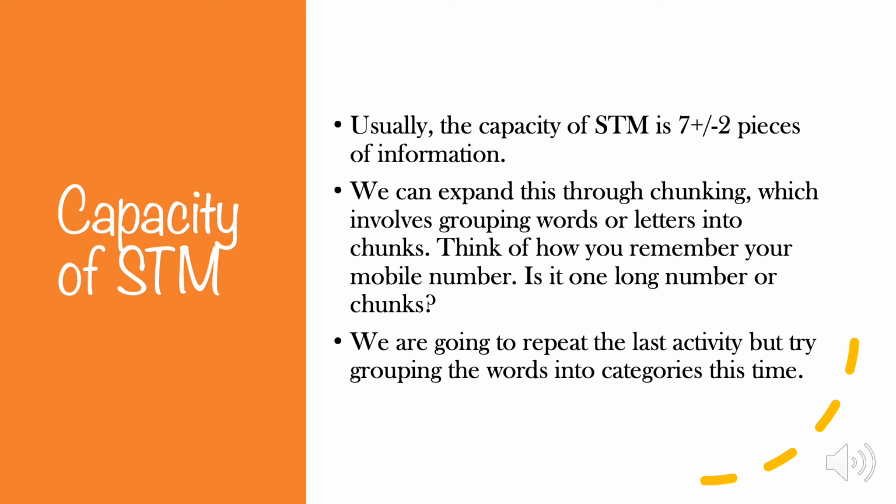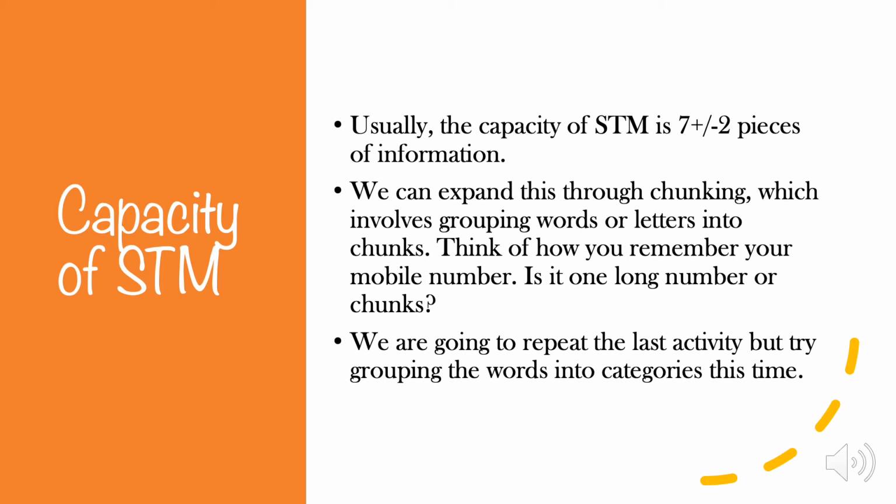So hopefully your results showed that the capacity of your short-term memory was 7 plus or minus 2 pieces of information. What this means is that the average amount of words or things that people remember is 7, but this can vary by 2. So usually the minimum they'll remember is 5 and the maximum they'll remember is 9. We can expand this capacity through chunking, which involves grouping words or letters into chunks. So think of how you remember your phone number. Is it one long number or chunks? When I think of mine, I think of it as the first 4 numbers, then the 2 middle numbers, and then the last 4 numbers. So it's in 3 sections.